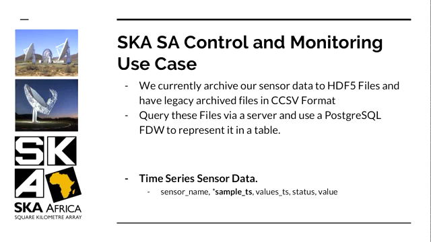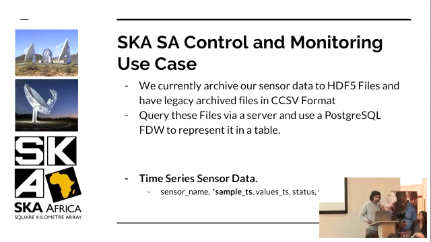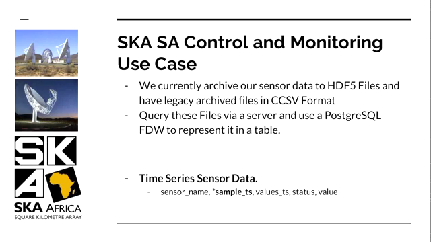Okay, so how do you come about this? So yeah, I'm from SKSA, the control and monitoring team. Our use case is that we have to archive our data to some files, and we archive it to HTML5 files, and we have some legacy archive files to CSV files, which is an internal format. So we query these files via a server. We use Postgres foreign data wrapper to represent it in the table. So it's time series data, and that's basically the form of it with the unique sample TS.